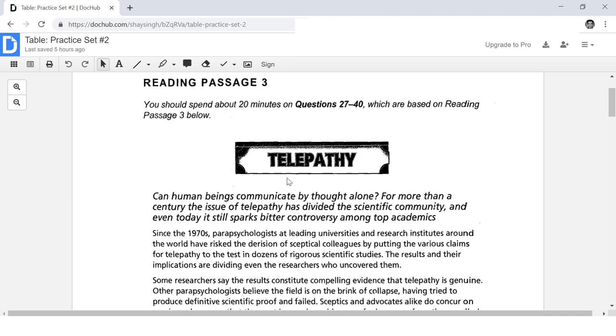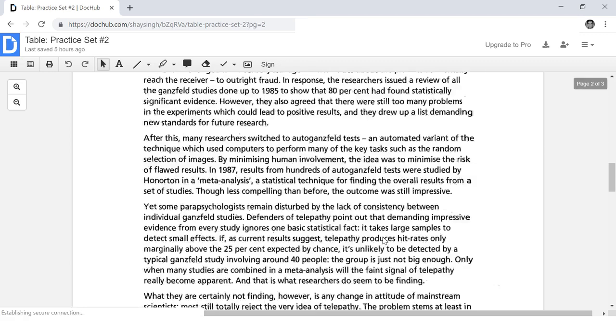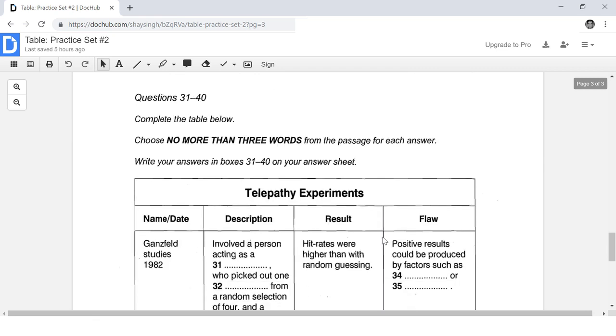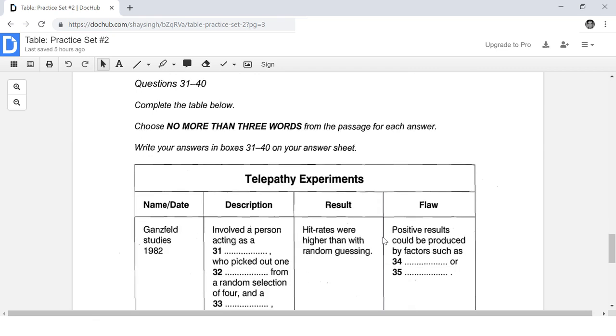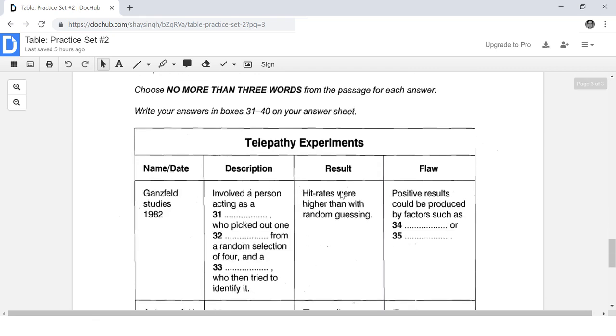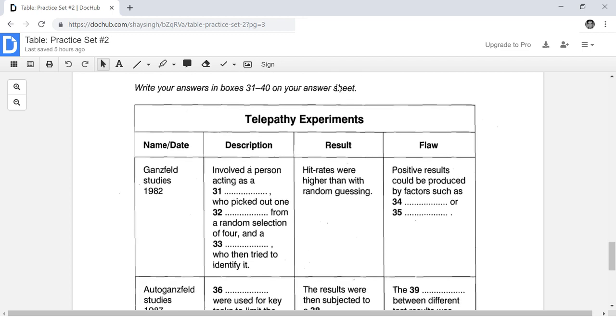Okay, so we know this article is going to be about telepathy, and this is not going to be a very useful keyword for us because the whole article is going to be about telepathy, so we're going to keep seeing that word over and over again. Now over here, we have a table question in which we're going to be answering questions related to telepathy experiments. So all of these are related to experiments. So experiments may be another keyword that is going to be repetitive.